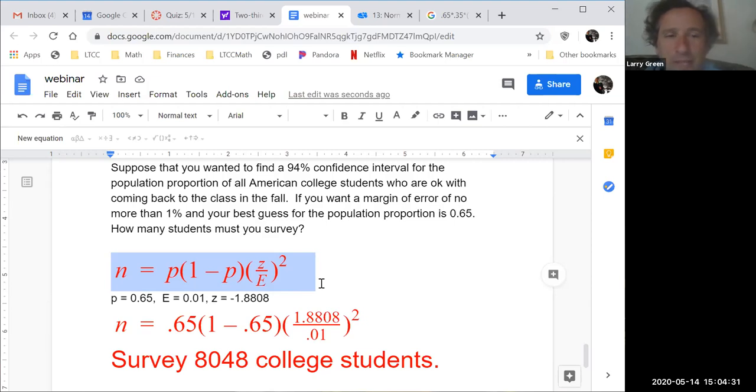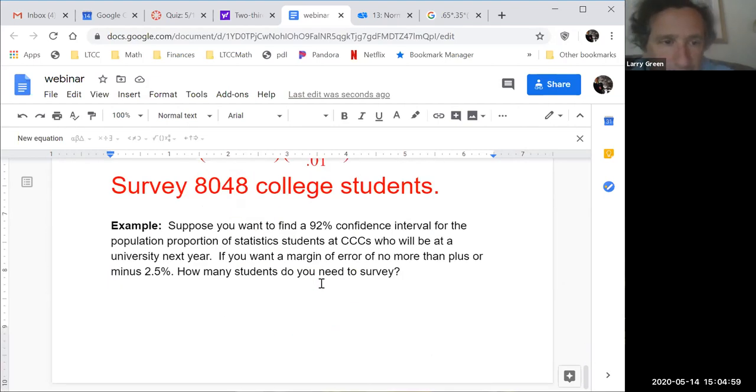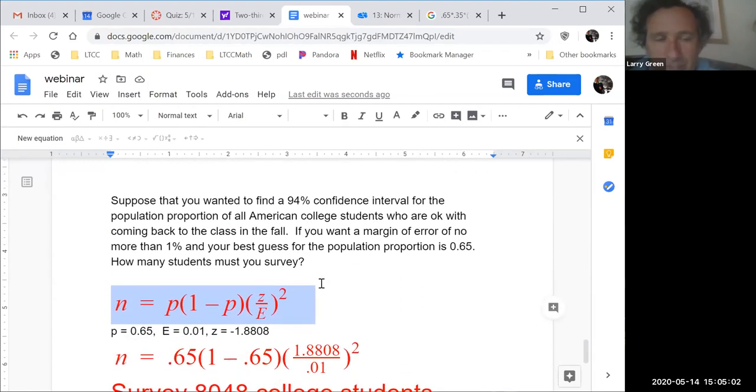And we say, well, we don't know P. So what we're going to do is think about, of all possible P's, what is going to make N the largest? And that'll be what's called a conservative estimate. Then we'll know we'll be good and have the margin of error no more than 2.5%, because that's what we want. We want to make sure our margin of error doesn't get big. So we're going to do an estimate for P that makes N as big as possible, and then we have a guarantee. Is that clear to everyone?